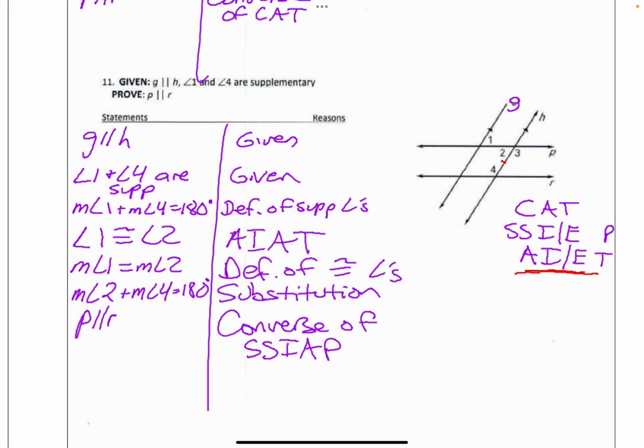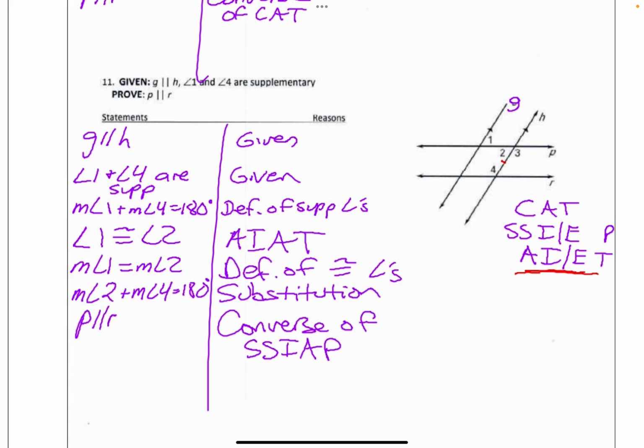Anyway, we're trying to prove P and R are congruent, or excuse me, parallel. P and R are parallel. So G and H, we're told are. So 1 and 2 are alternate interior. Angles 1 and 4, other than being given, do angles 1 and 4 have a direct relationship? No. Okay.